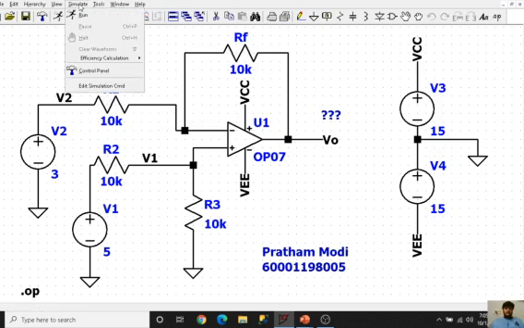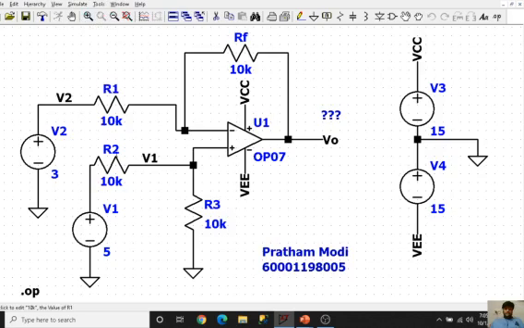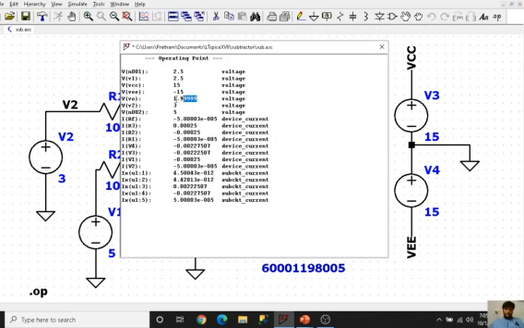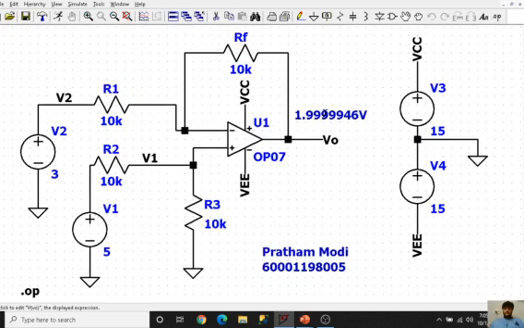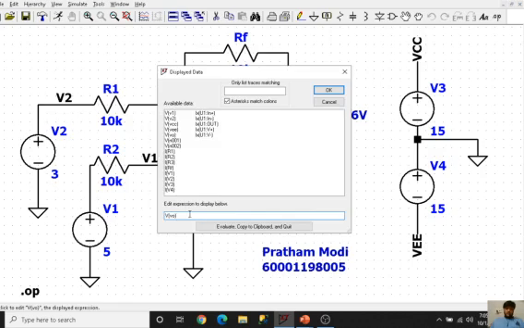Now I would like to run this. Over here nothing matters about the value of resistors, we just have to make sure that it has a unity gain that is equal to 1. So I go to simulate, run. 5 minus 3 is equal to 2, and there I get VO as 1.999, which is nothing else but 2 volts.